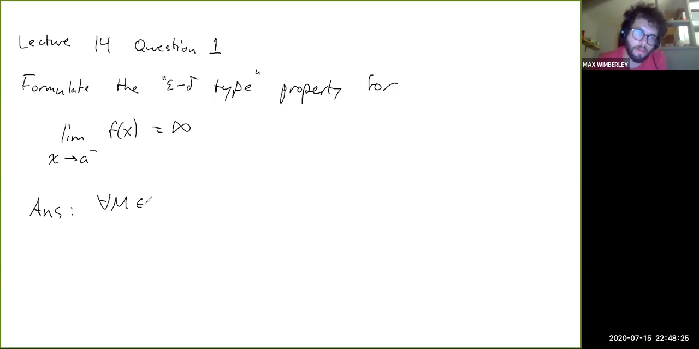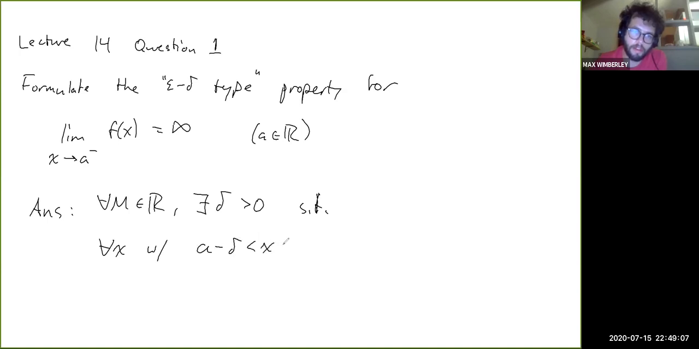So for all M in R, there exists, and now since x is approaching a, and here we're assuming a is a real number, right? Because actually this symbol with a minus doesn't make sense for a being infinity or negative infinity. That just doesn't make sense. So a is implicitly a real number. Sorry, I should have said that before. So there exists a delta, right? Delta gets us close to a real number, such that for all x with a minus delta less than x less than a, we have f of x greater than M. Okay? No absolute value, by the way. Just raw f of x greater than M.